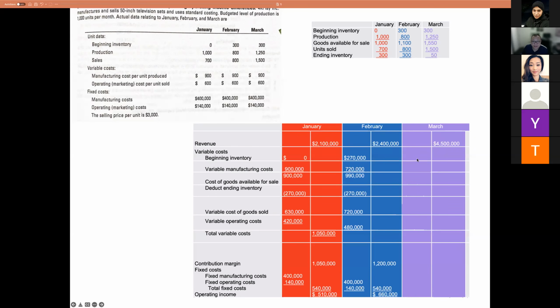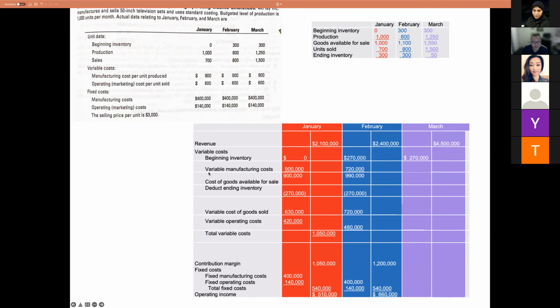And what's the opening of March? 270,000. Opening balance for the inventory for March, also 270,000. So that will be the ending of February, right? So that's this direction. Okay, and then variable manufacturing cost.